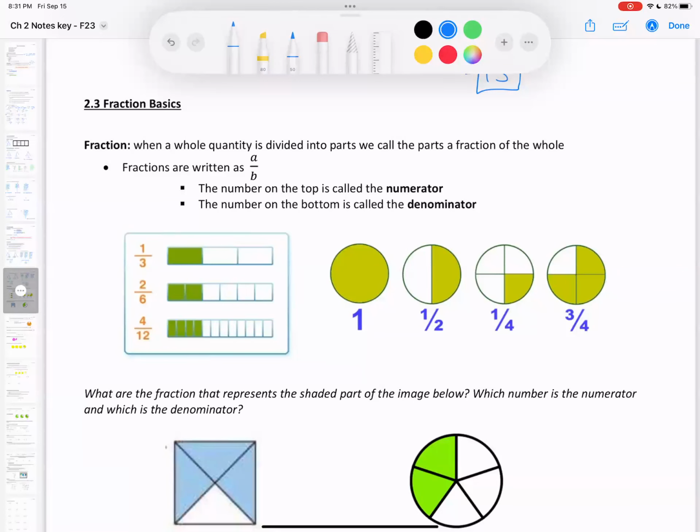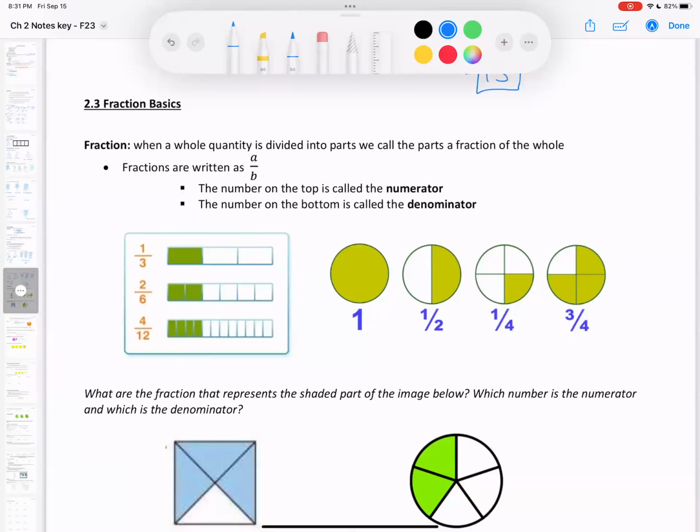Welcome to section 2.3, where we're going to look at fractions. So a fraction is typically a part of a whole. It's when we take a whole quantity of something and divide it into equal parts, and then we want to know how many of those equal parts we have.